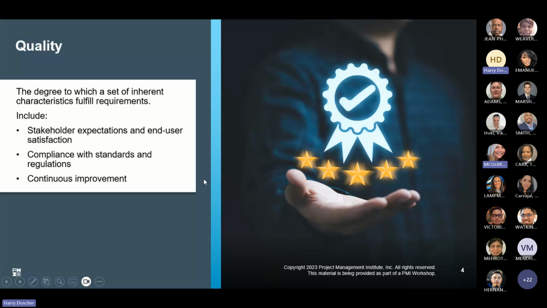Here's a definition that you do need to know, and I will read it. Quality is the degree to which a set of inherent characteristics fulfill requirements. These include stakeholder expectations and end user satisfaction. We want to make sure that the end users are satisfied. Quality can mean compliance with standards and regulations, and if you have any continuous improvement goals for the project. I will get into each one of these in just a few minutes.